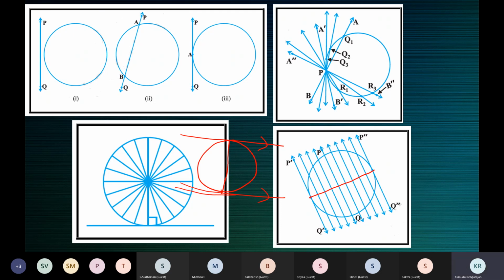Tangents drawn at the ends of a diameter. You take a diameter. A diameter has two endpoints, right? So through those endpoints, if you call this diameter AB, through A and through B, you can draw tangents to the circle. These two tangents will be parallel to each other because they're at the ends of the diameter AB.